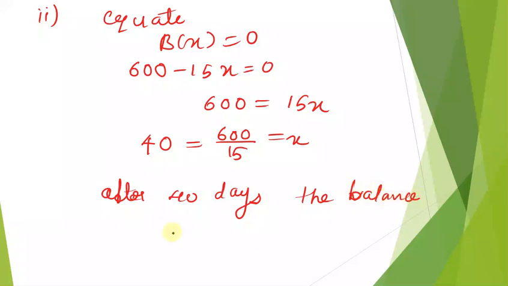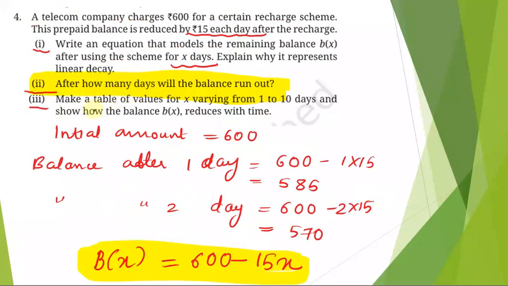Okay, because balance running out means the total amount b of x should be 0, and we equated it to 0 and we got x, the number of days, as 40. x was our number of days. So after 40 days the balance will run out. Okay, now our third question is like that. Make a table using the value for x varying from 0 to 10 days and show how the balance b of x reduces with that.